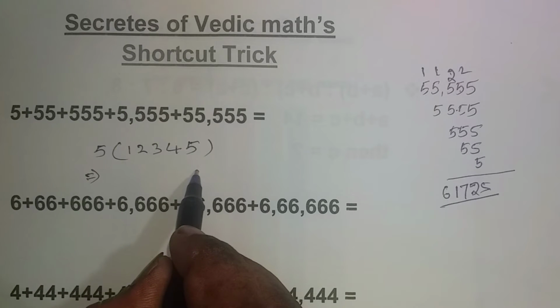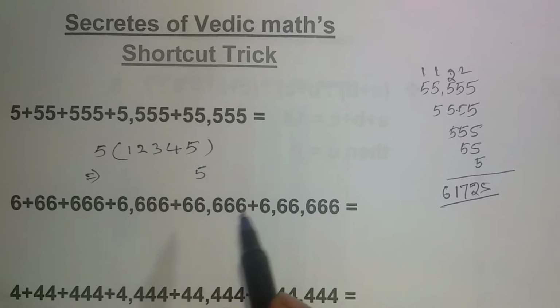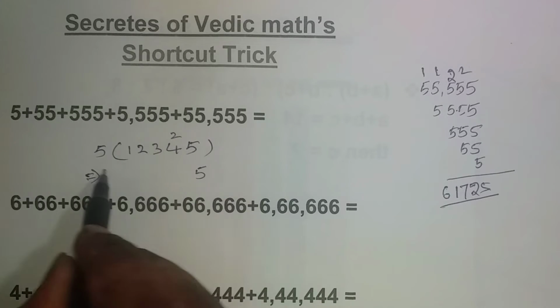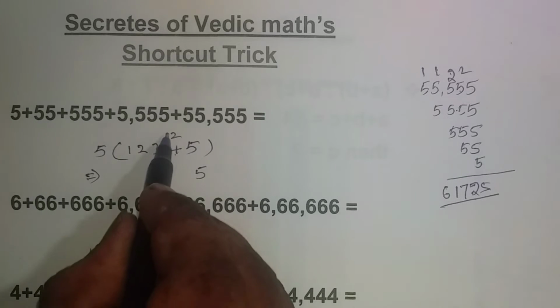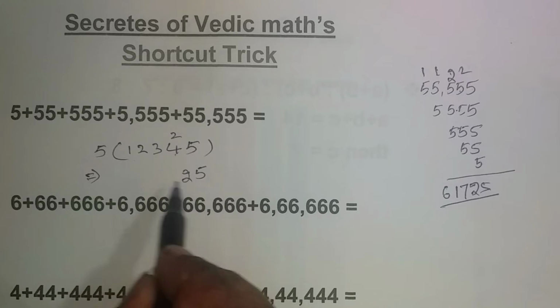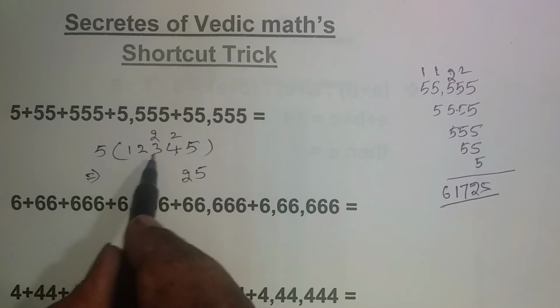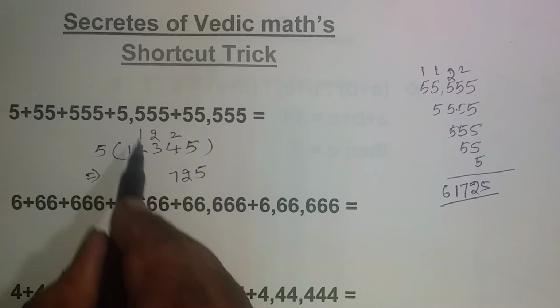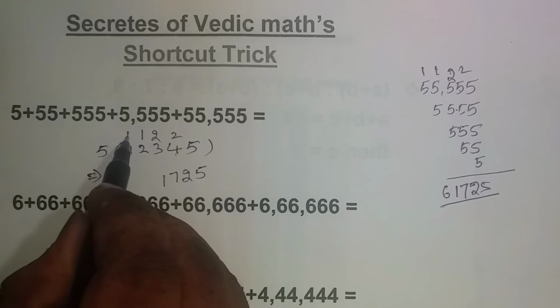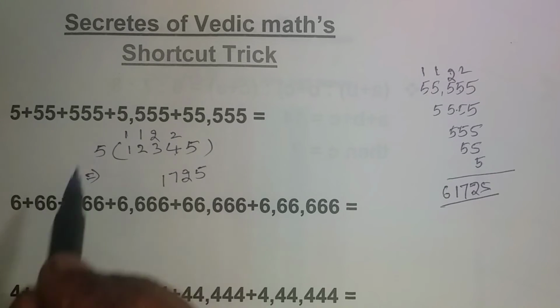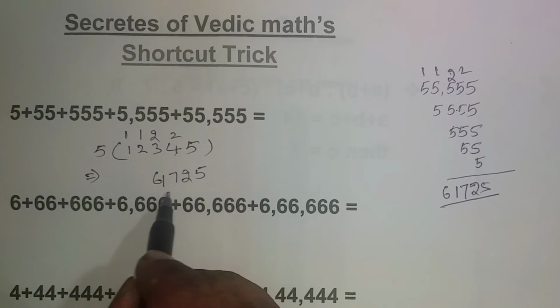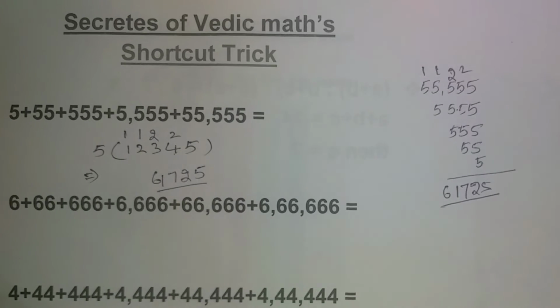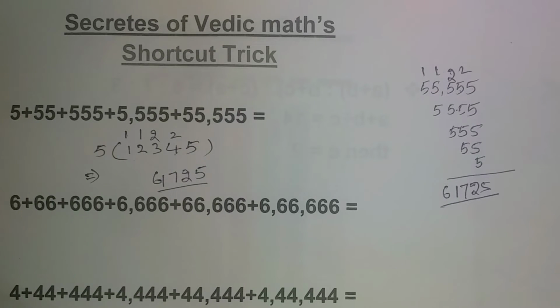5 5s are 25. 5 4s are 20, 22. 5 3s are 15, 17. 5 2s are 10, 11. 5 1s are 5, 6. See the answer, how easily we got it. So the answer is the same, no?